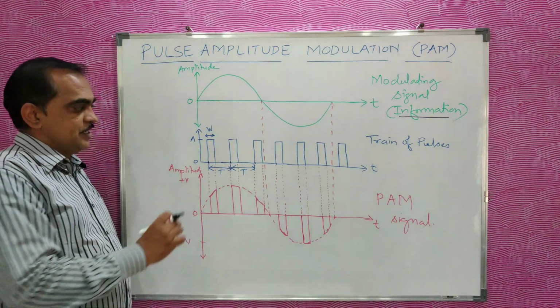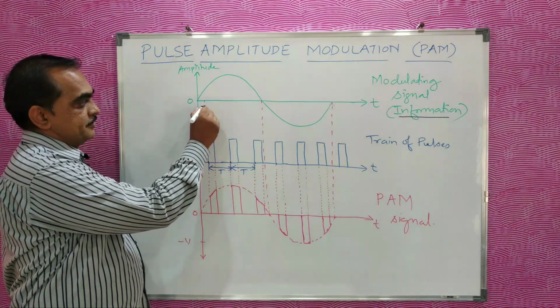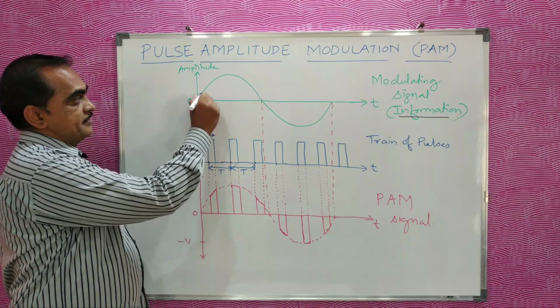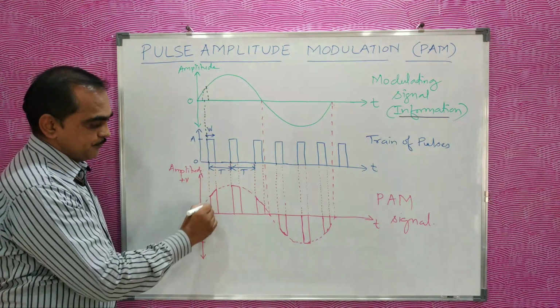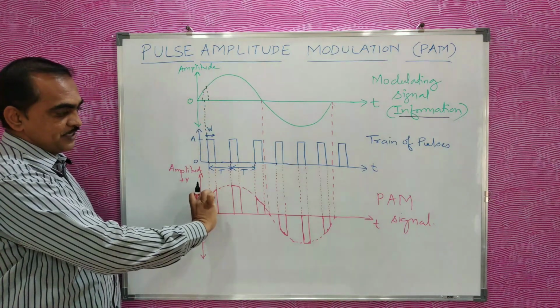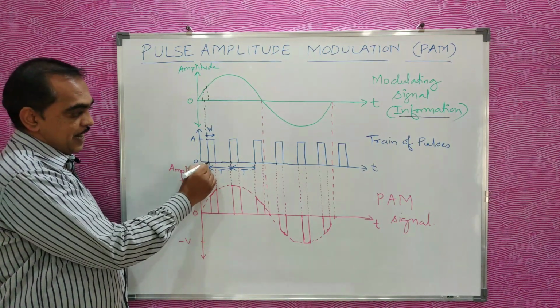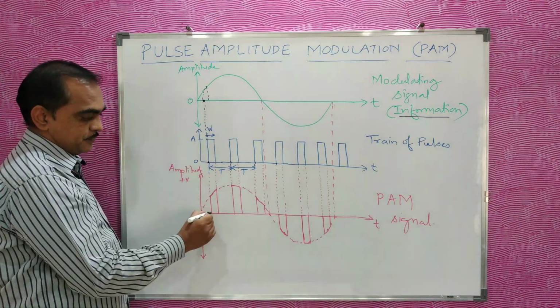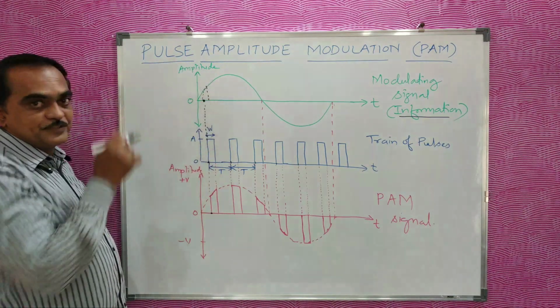Say, for example, if you speak about the first pulse rise here. This is the rising time, so it is going to come something like this. This is the first pulse. The first pulse is going to take this amplitude. So here you can see the first pulse has taken the amplitude at this instant of time, so the amplitude is the same as it was here.